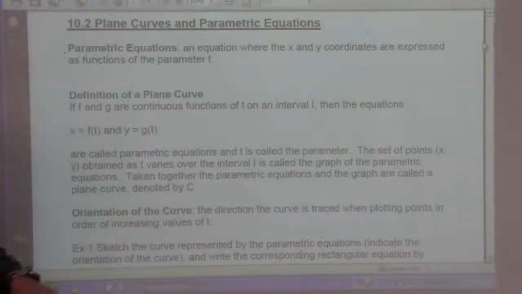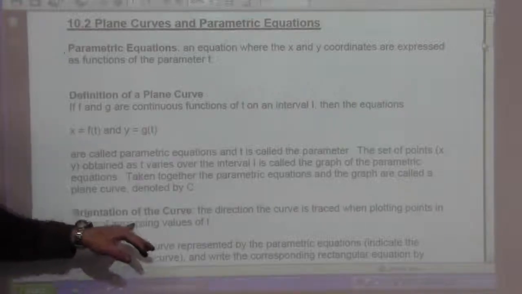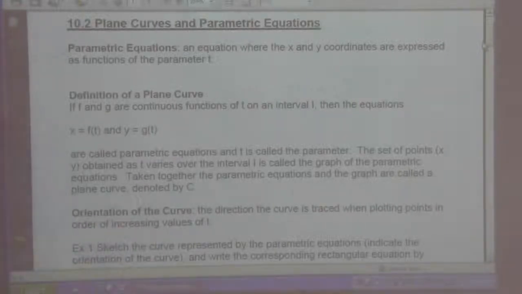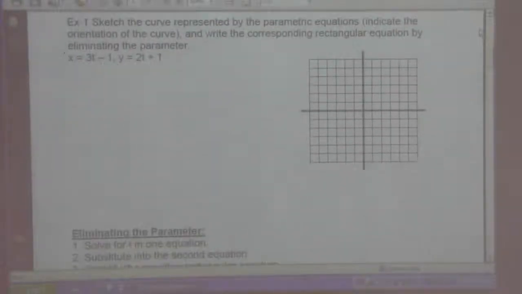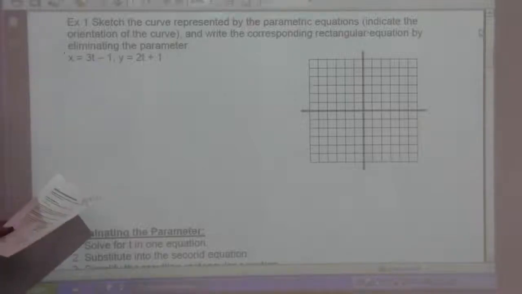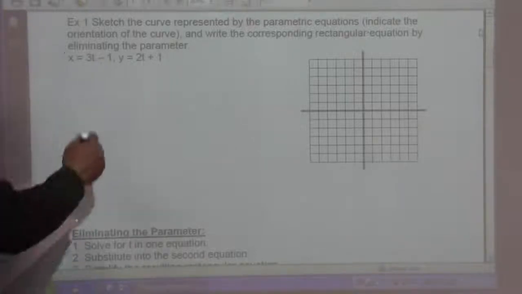Orientation of the curve. That's the direction the curve is traced when plotting points in order of increasing values of t. With example 1 here: sketch the curve represented by the parametric equations, indicate the orientation of the curve, and write the corresponding rectangular equation by eliminating the parameter. So we have x equals 3t minus 1 and y equals 2t plus 1.